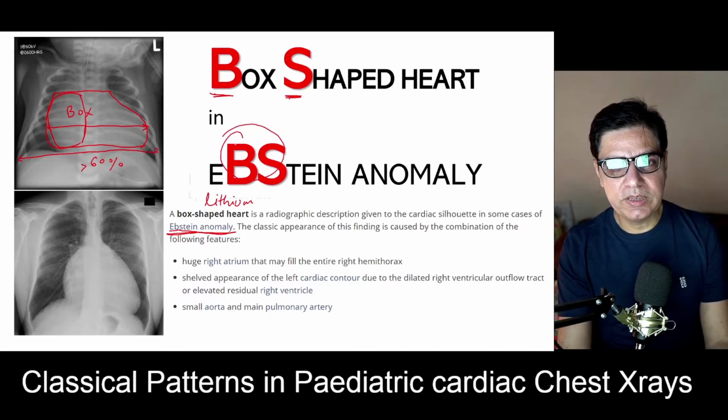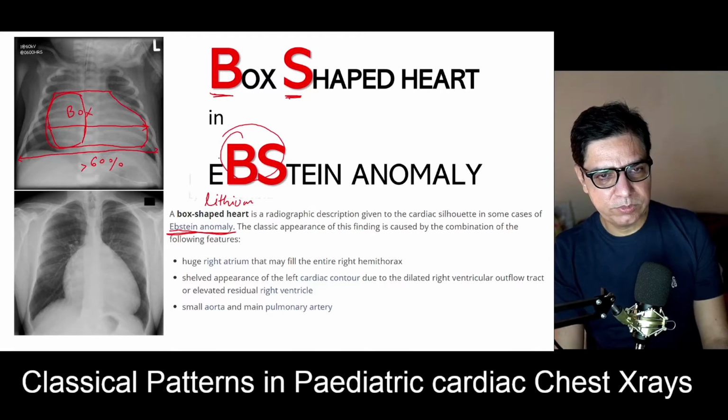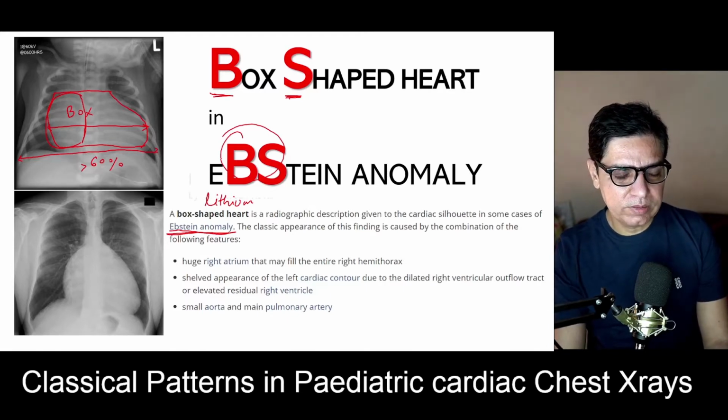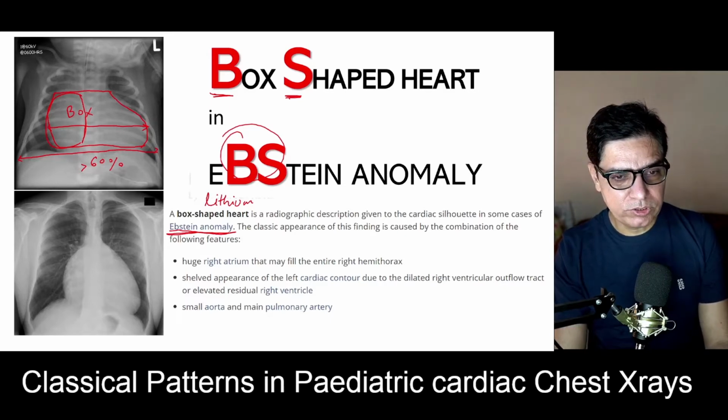So that way you can also remember. So Ebstein anomaly is basically a severe tricuspid atresia and improper development of the right ventricle because of the atresia leads to a massive right atrial hypertrophy, and that gives you a box-shaped appearance on the heart.